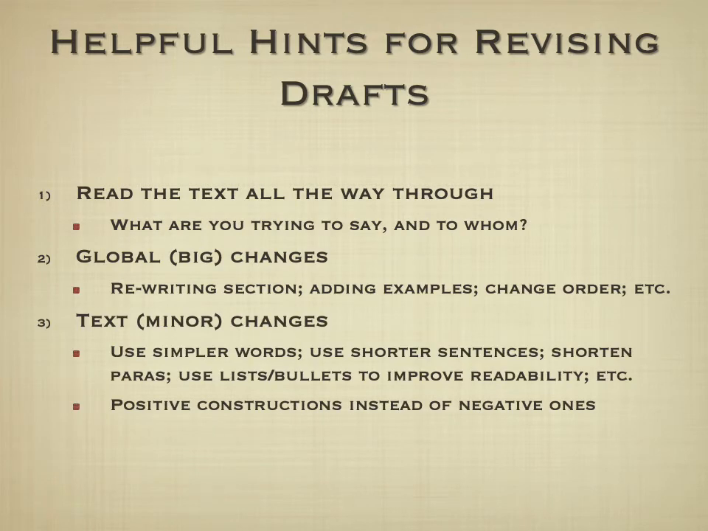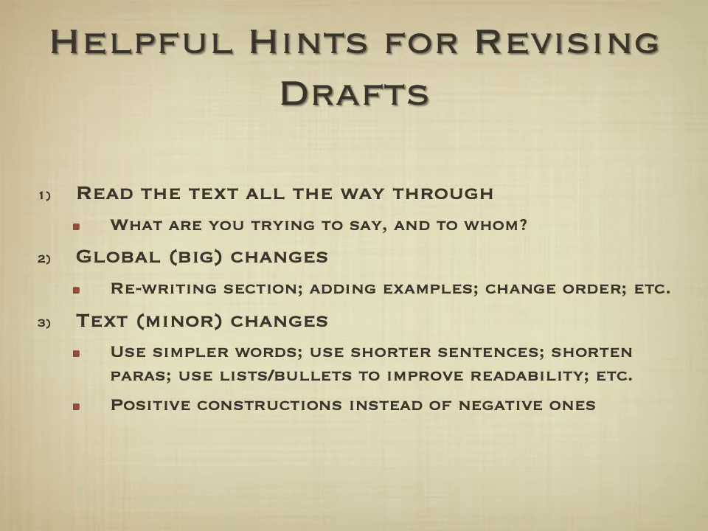After you've got things in the right order, in the right area, make sure that you're using the right words, the right language, sentences. Your sentences should not be huge run-on sentences. Keep them shorter, keep them specific, easy to understand. Occasionally using lists and bullets can help improve readability, and try to be more positive than negative.